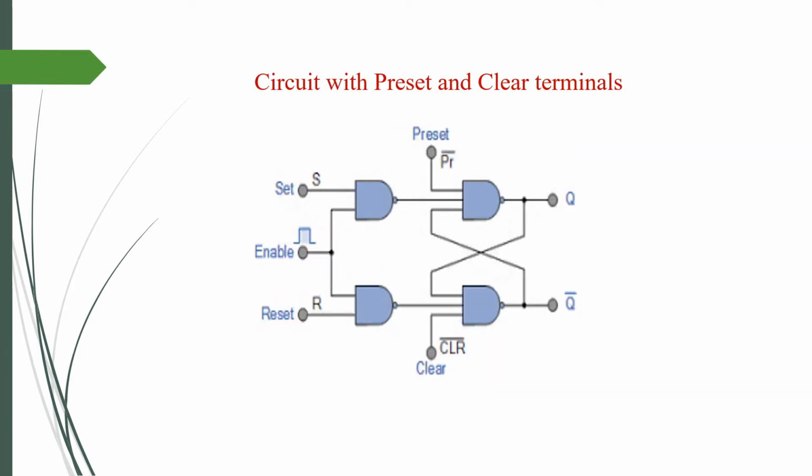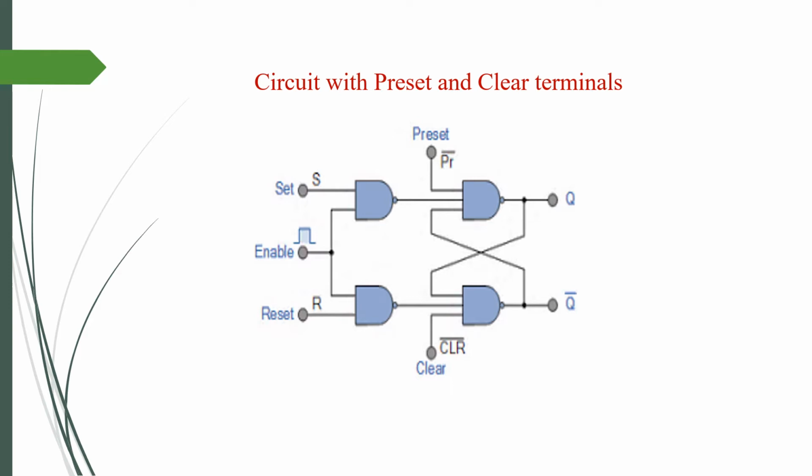Here let us see use of preset and clear inputs. Both preset and clear inputs are active low inputs. They are used to set or reset the flip-flop. Both are active low, that means when they are low, they are active. Preset input is used to set the flip-flop and clear input is used to reset the flip-flop.